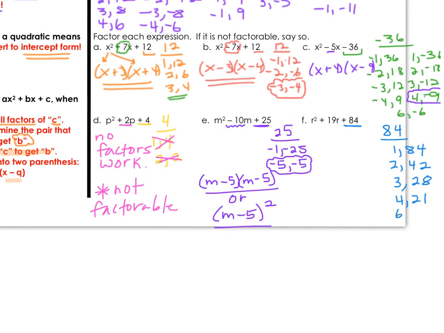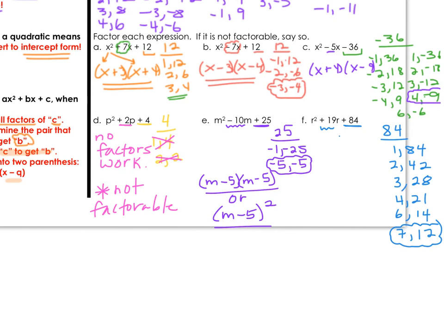6 goes into 84. How many times? 14. And if you're checking on your calculator and wondering how many times 6 goes into 84, you just do 84 divided by 6, and that's how you'd get that 14. That's pretty close. That would give us 20. Does 7 go into 84? Oh, look at that. 7 goes into 84 12 times. And 7 and 12 would add to get that 19 in the middle. I think we've got a winning match right here. They're both positive, so they multiply to get positive 84 and add to get positive 19.